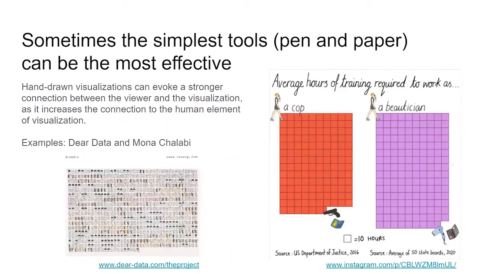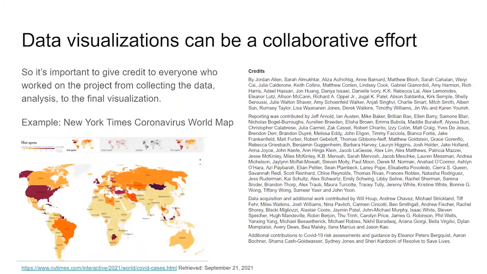Sometimes the simplest tools, pen and paper, can be the most effective. Hand-drawn visualizations can evoke stronger connections between the viewer and the visualization as it increases the connection to the human element of visualization, as seen here in the work of Giorgia Lupi from Dear Data and Mona Chalabi. Data visualization can also be a collaborative effort, so it's important to give credit to everyone who worked on the project, from collecting the data, analysis, to the final visualization. The credits on the right are all the contributors to the New York Times Coronavirus World Map as of September 21st, 2021. And there are a lot.